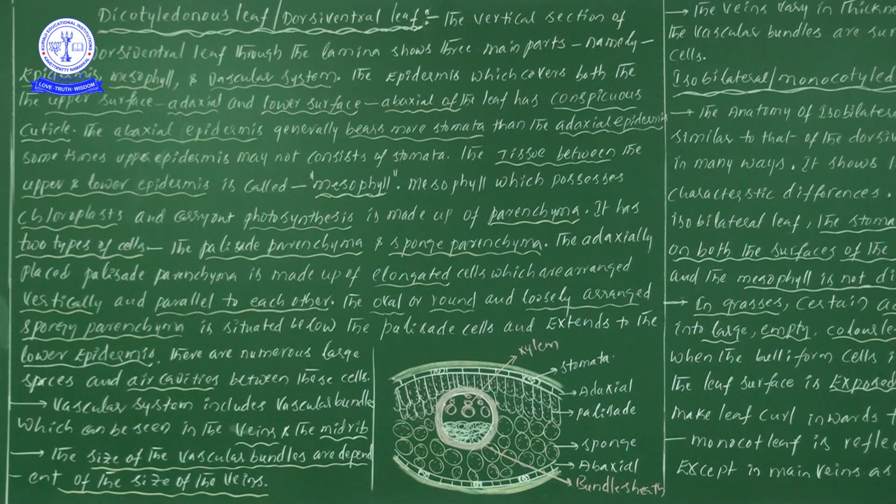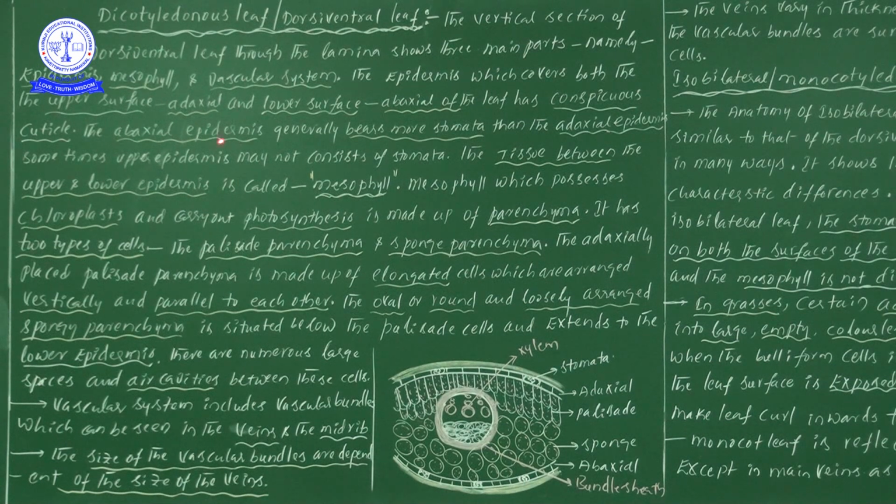This particular cuticle helps in reducing the rate of transpiration. Already in the epidermal tissue system we learned this. So likewise here also, both sides of the epidermis are definitely covered by a conspicuous cuticle. So definitely the leaf epidermis is covered by a cuticle layer.